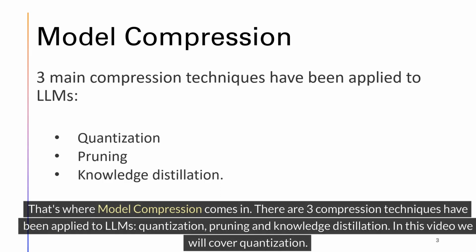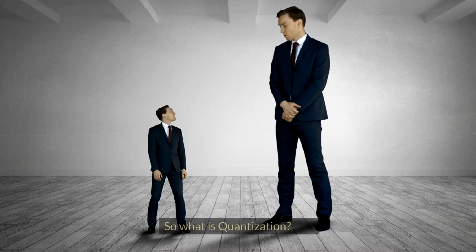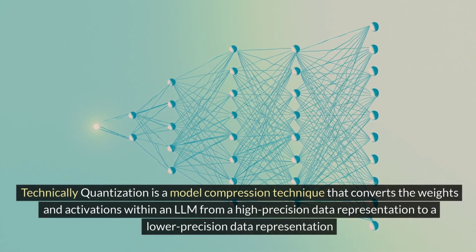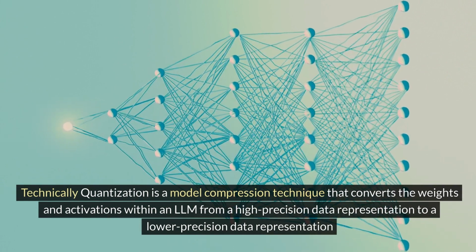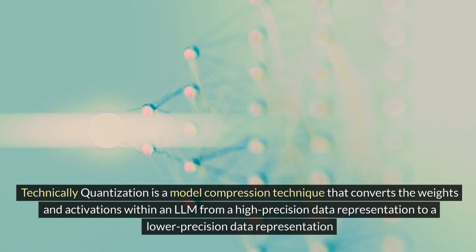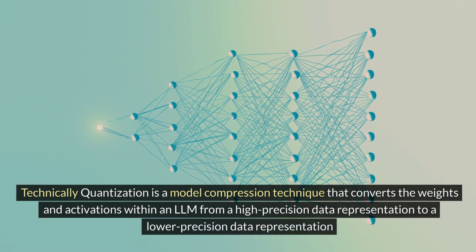There are 3 compression techniques that have been applied to LLMs: quantization, pruning, and knowledge distillation. In this video, we will cover quantization. So what is quantization? Technically, quantization is a model compression technique that converts the weights and activations within an LLM from a high-precision data representation to a lower-precision data representation.